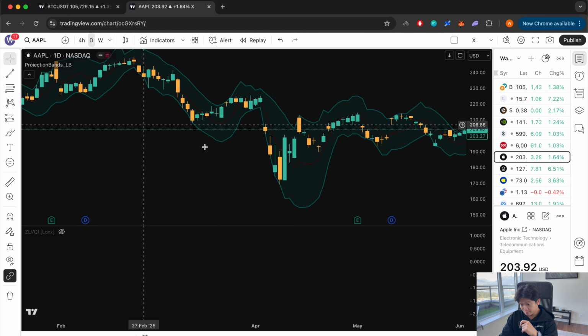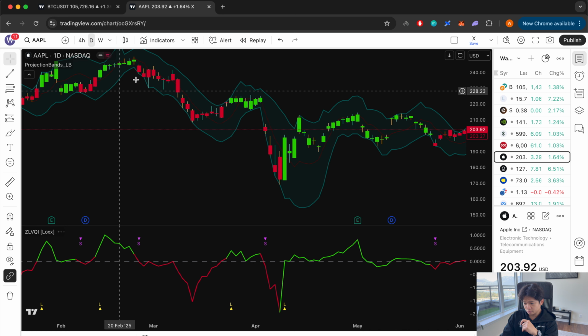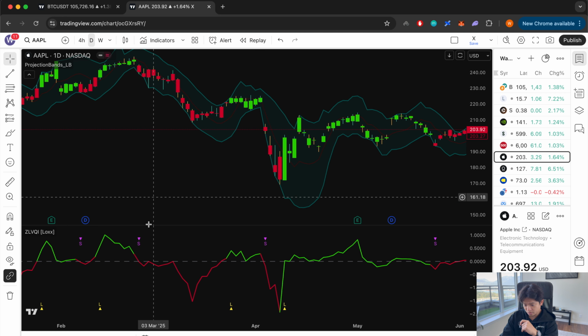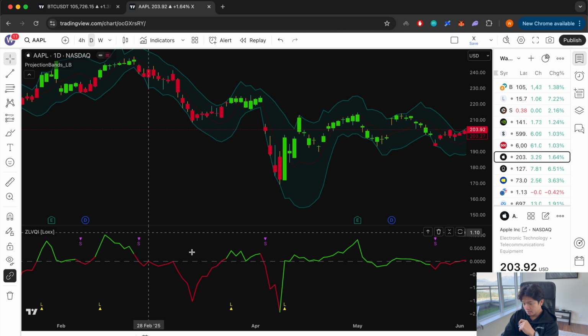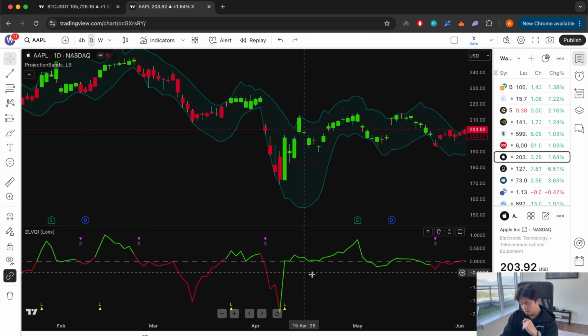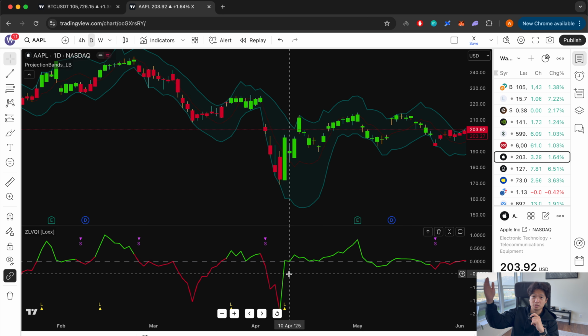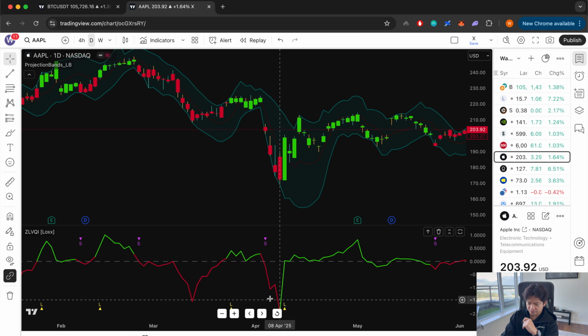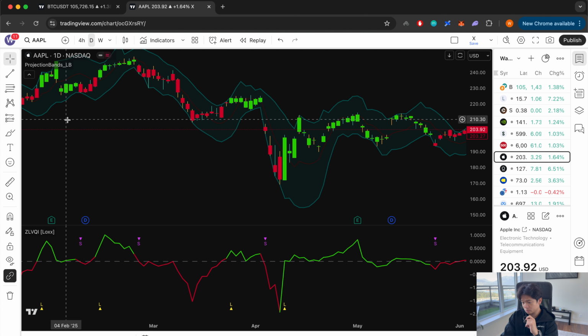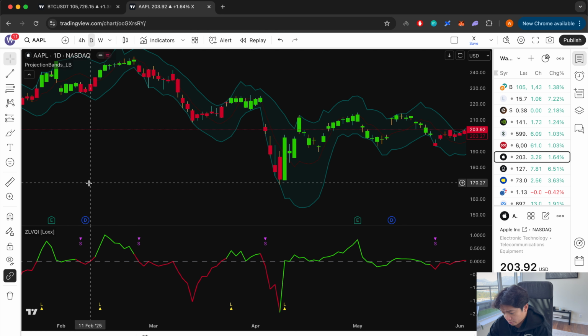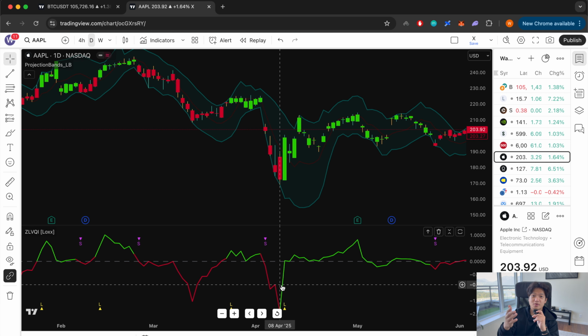Now, that was nice and simple. Between the two, this one is more useful, but we'll go ahead and talk about the VQI now. It's pretty simple. Green is bullish pressure, and red is bearish pressure. It depends on which VQI you use. This one's popular. The other one by Lazy Bear is popular as well. But green, bullish, red, bearish.